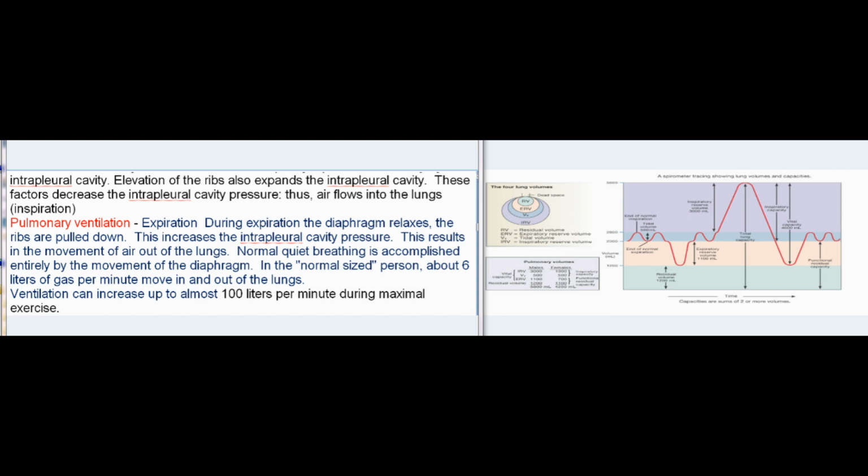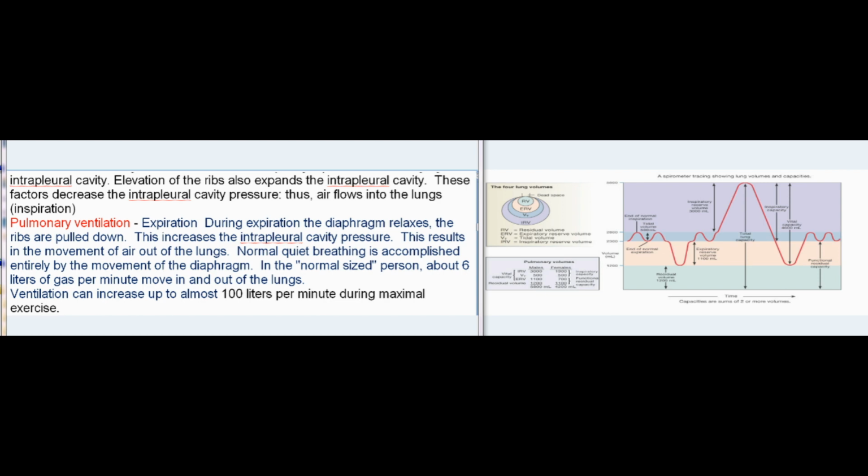Expiration. During expiration the diaphragm relaxes, and the ribs are pulled down. This increases the intrapleural cavity pressure. This results in the movement of air out of the lungs. Normal quiet breathing is accomplished entirely by the movement of the diaphragm.